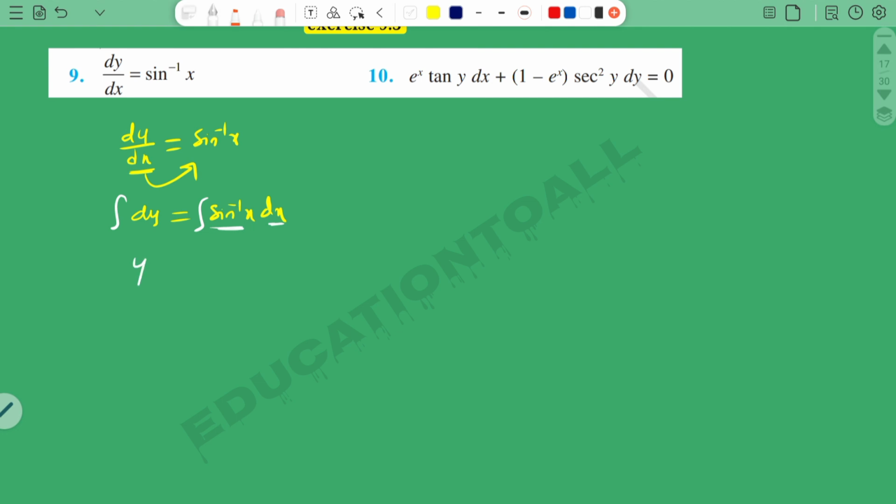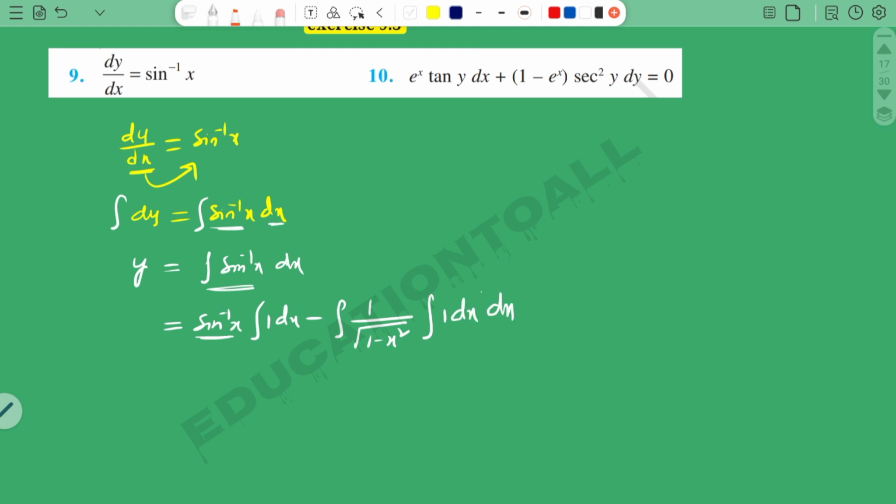Integral dy = integral of sin⁻¹x dx. For the integral of sin⁻¹x dx, we need to apply the by parts formula. Applying the by parts formula, I write the sin⁻¹x function outside, times integral of 1 dx, minus integral of f′(x), meaning the differentiation of sin⁻¹x, which is 1 by square root of 1 minus x², times integral of 1 dx, again outside, dx.